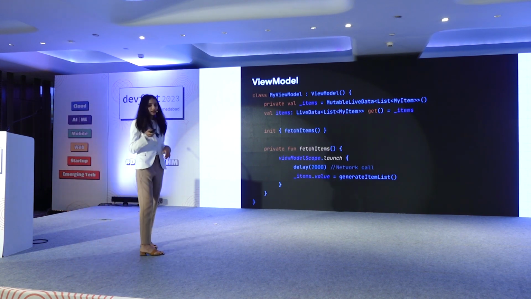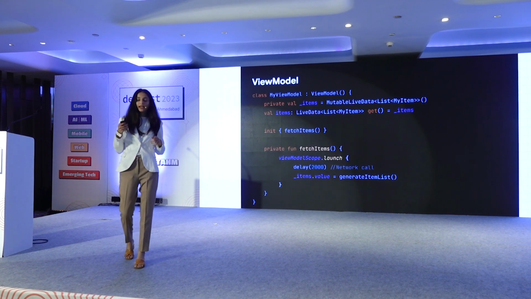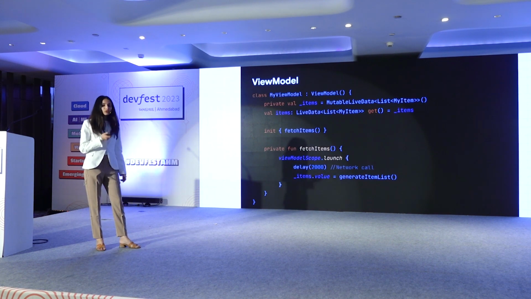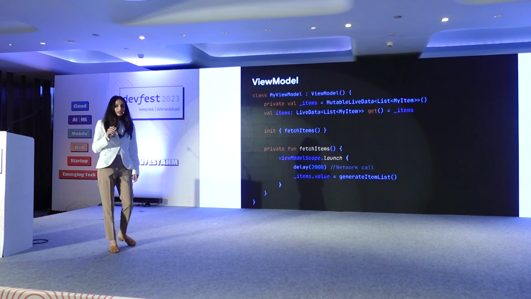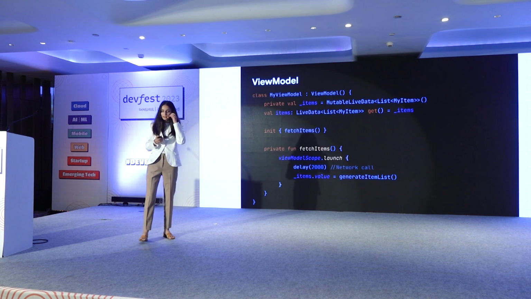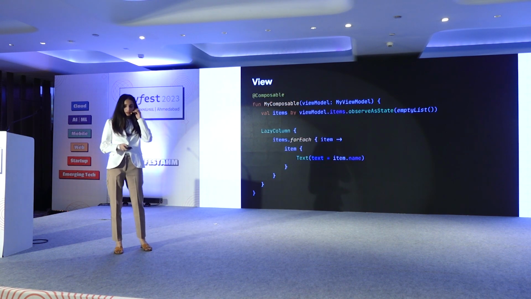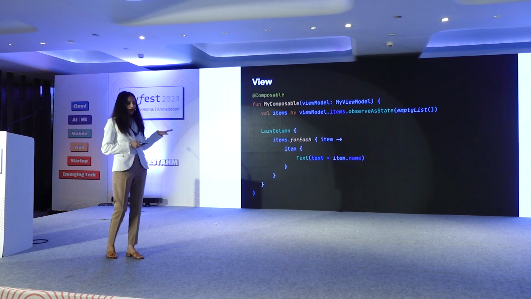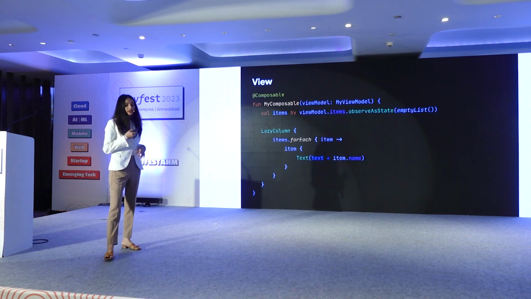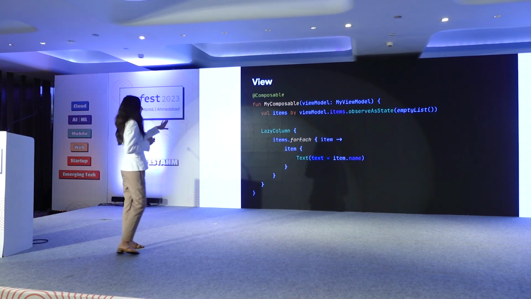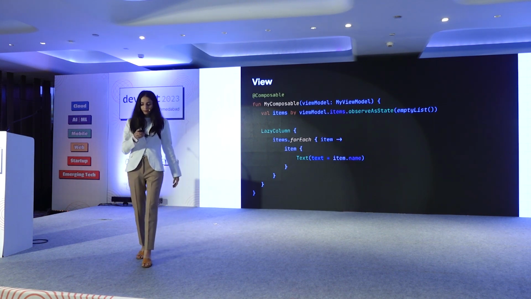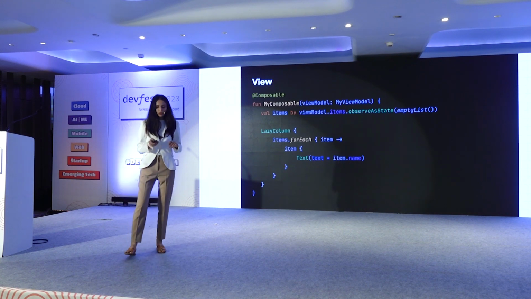So here we have the view model. Here we are using live data, then initially we are fetching the items from the network, and as you can see, view model has no reference to the view. There is nothing related to view that view model can know that this is the view. This is our view, and it is composable. So as you can see, there is a reference to the view model. We are just observing the view model items using the observeAsState method. So view has a reference to the view model, but view model has no information about the view.